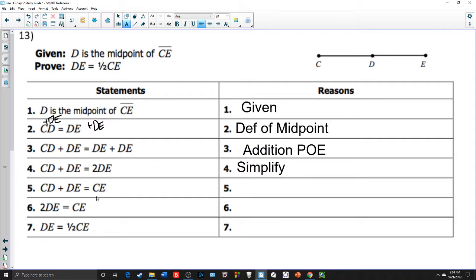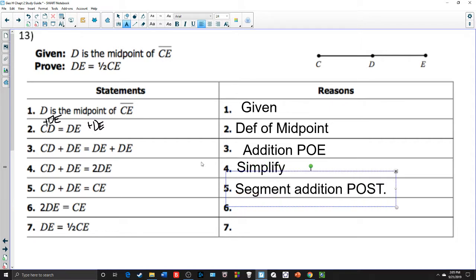And then here, this is where we get segment addition. So this is where they say CD plus DE is equal to CE. And that is the segment addition postulate, because you're adding two segments to get a bigger one.